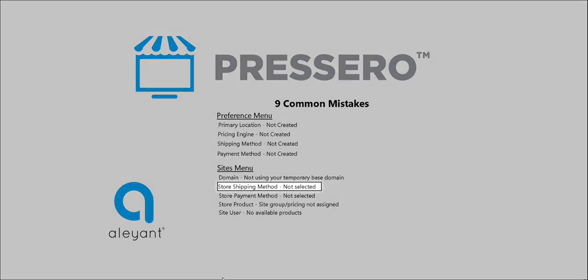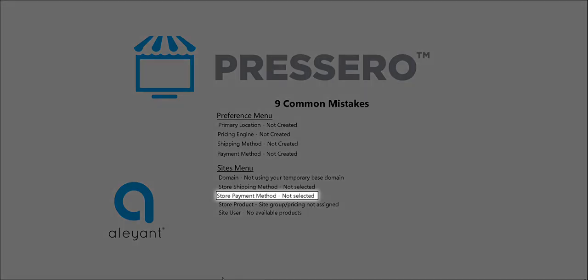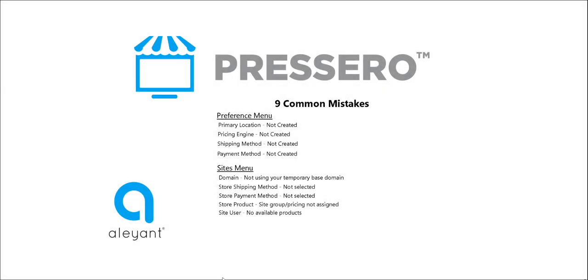Also, you set up your shipping method in the preferences area, and now you need to turn on at least one shipping method for the site. Similarly, you will also need to turn on at least one payment method for your site.